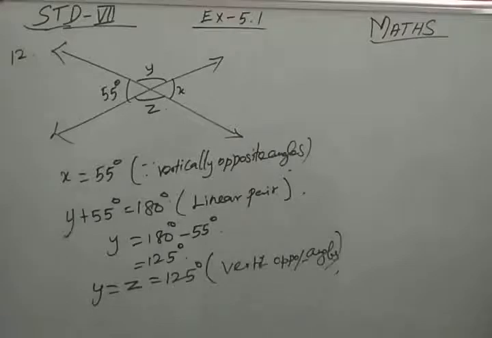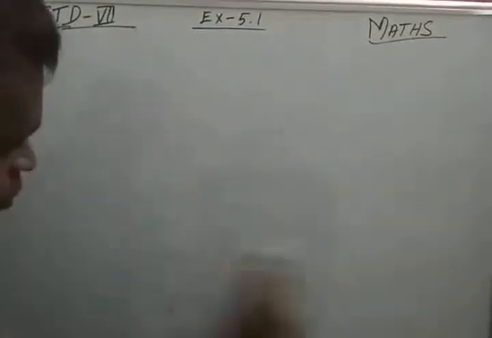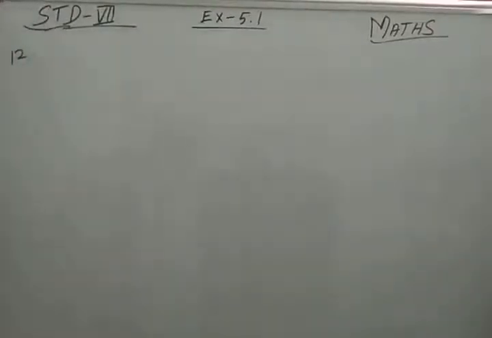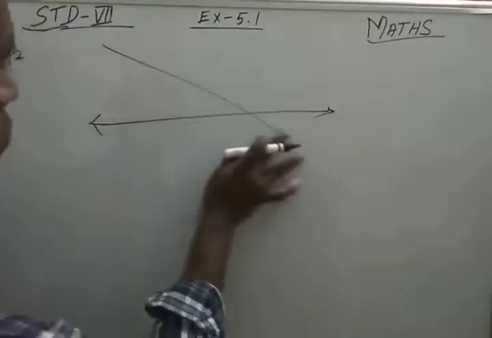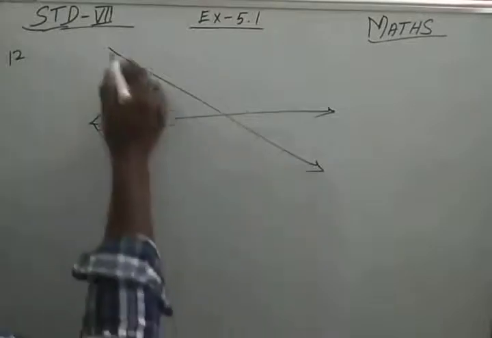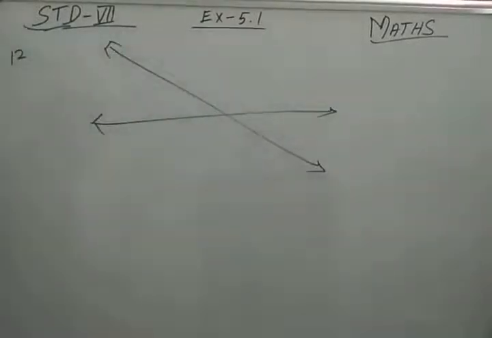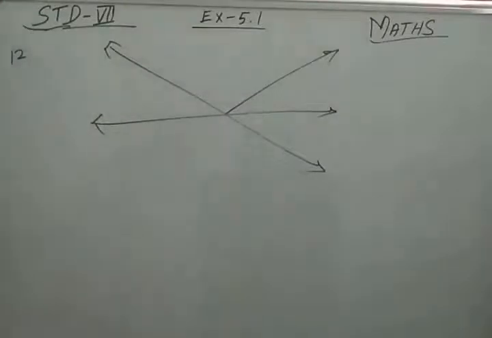In the same way, they have given one more diagram in the 12th question. Same like before, they have given intersecting lines, and they have given one more line here, and the angles are named.